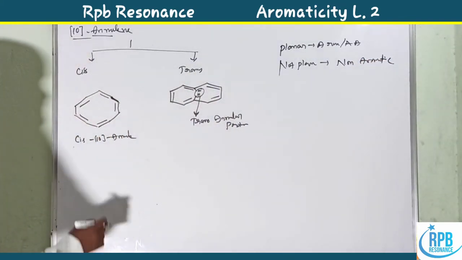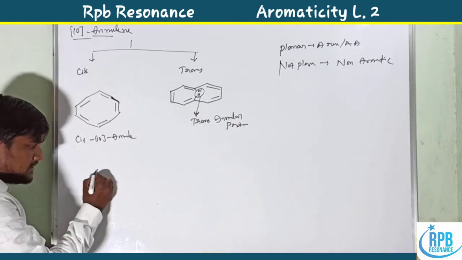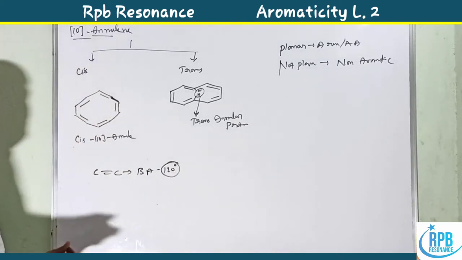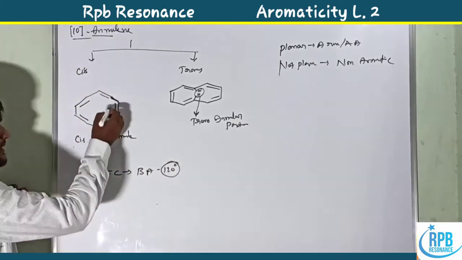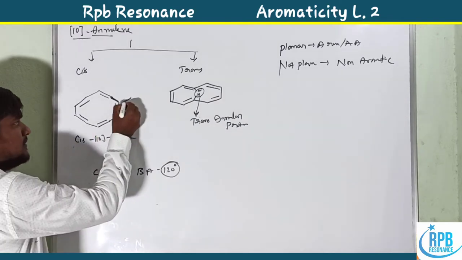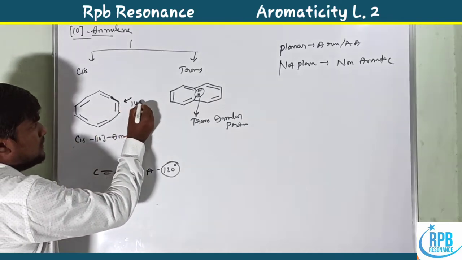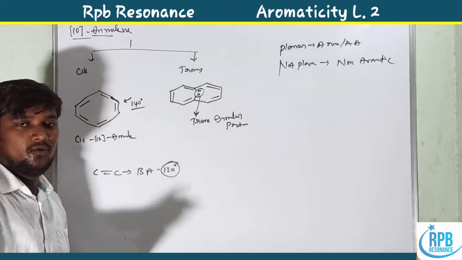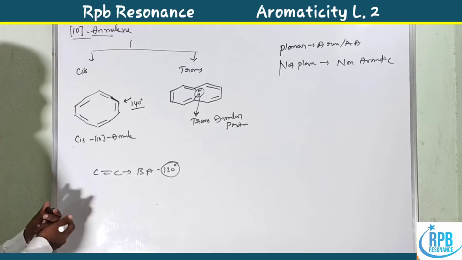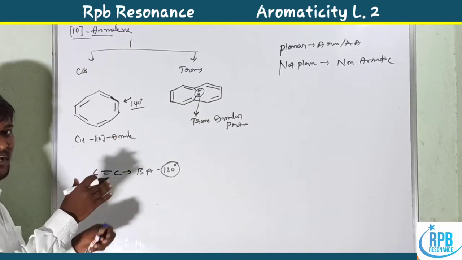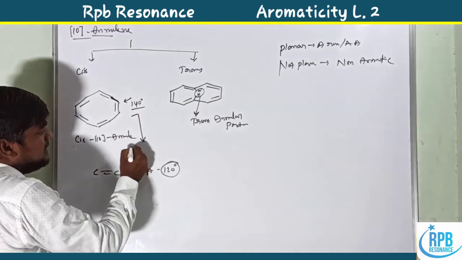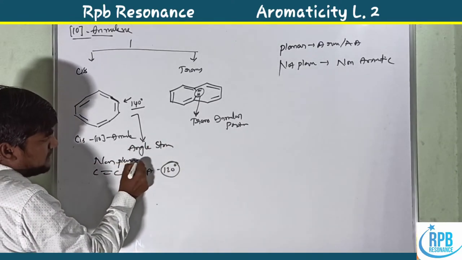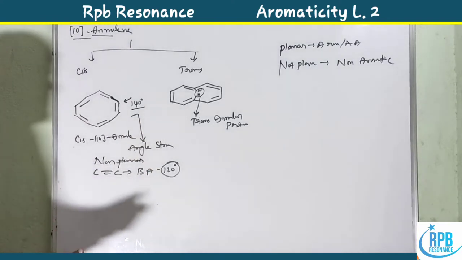Now this is the cis compound. Generally the C=C–C bond angle is 120 degrees, the sp2 bond angle. But in the case of cis-10-annulene, the bond angle is almost 140 degrees, which means more bond angle strain. It appears more like a single bond, with elongation due to the angle strain. It is a non-planar moiety, similar to a tetrahedral shape. That's why it is non-planar.